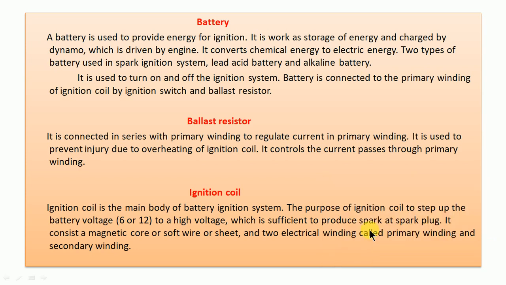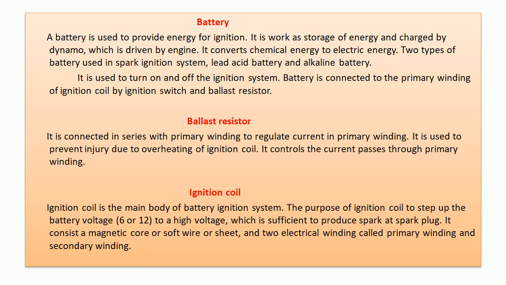Next, we have this ballast resistor. It is connected in series with the primary winding to regulate the current in the primary winding. You can just imagine it as a fuse that's generally used in the electric system of our home. It is used to prevent injury due to overheating of the ignition coil. Sometimes when the vehicle is running at a low speed for a longer period of time, this ballast resistor is necessary.